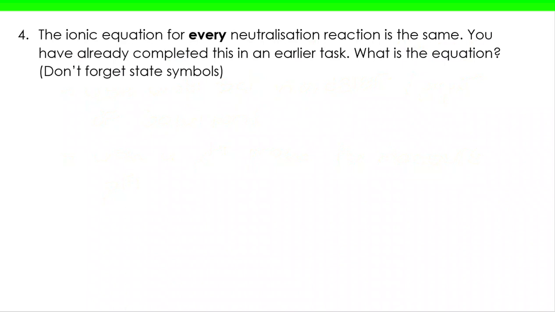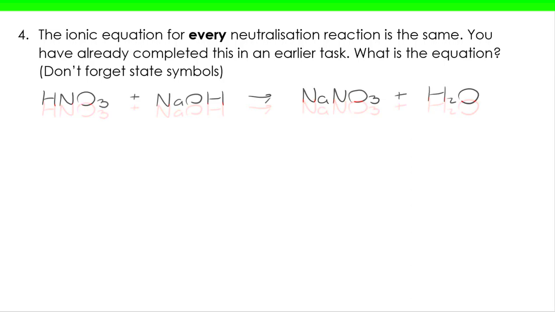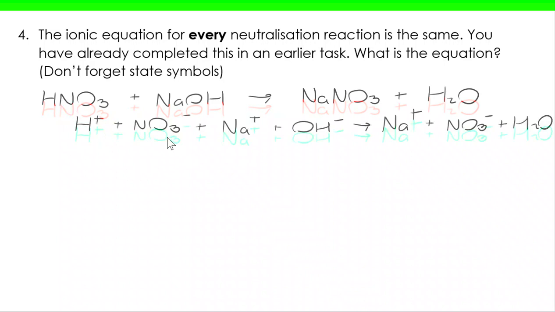The ionic equation for every neutralisation reaction is the same, and we've seen this in this video already and in previous videos. What is that equation? Well, I'm actually going to do it twice to prove that it's the same for each neutralisation reaction. Let's start with the reaction between nitric acid and sodium hydroxide. Now, for an ionic equation, you break down anything that's ionic and that's aqueous. That's everything in this equation, apart from water, which is a covalent molecule. So my HNO3 breaks down into H plus and NO3 minus, my sodium hydroxide into Na plus and OH minus, my sodium nitrate into Na plus and NO3 minus, and then my H2O.